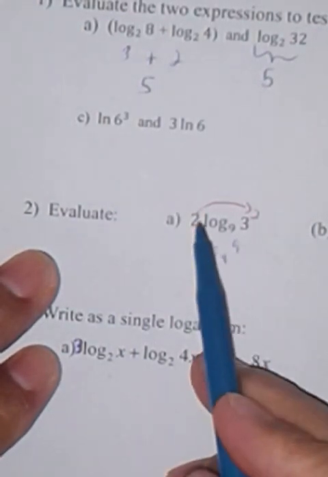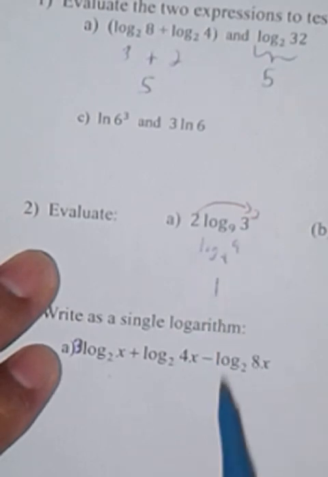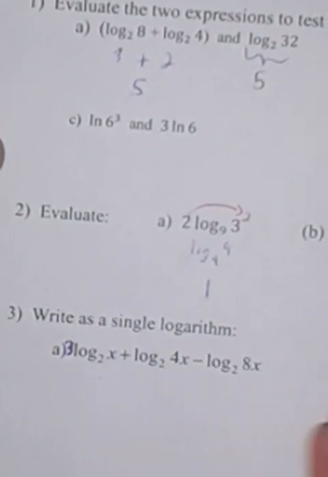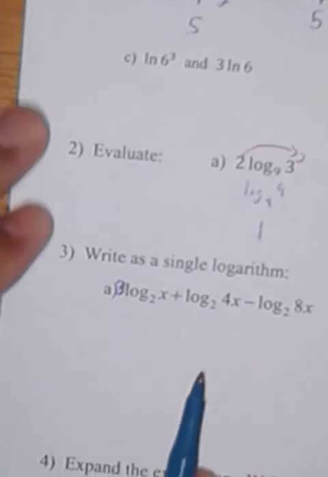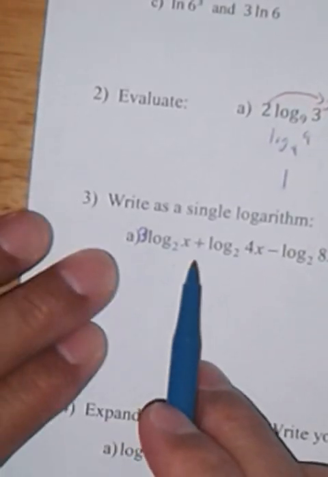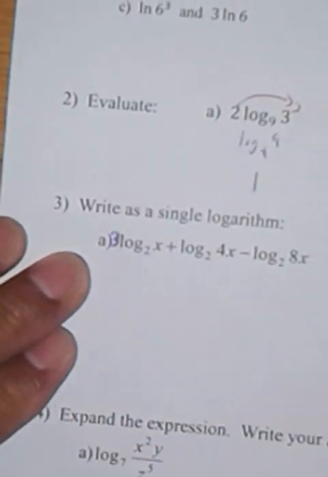Okay, so notice by using this rule we could find an answer that otherwise we couldn't find. All right, we'll leave the others for class. All right, let's try number 3. Write as a single logarithm, and we'll do a and we'll leave b for class.